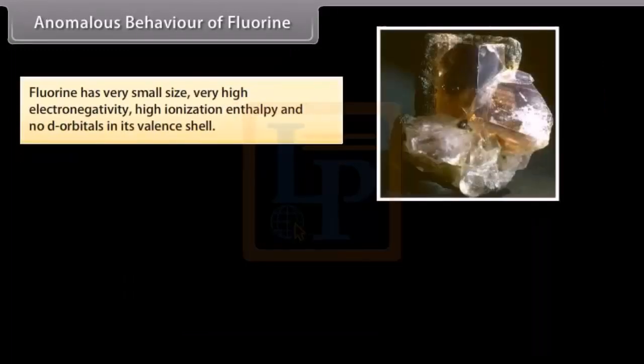Anomalous behavior of fluorine. Fluorine has very small size, very high electronegativity, high ionization enthalpy, and no d orbitals in its valence shell. It exhibits some different behavior from other elements in following ways.